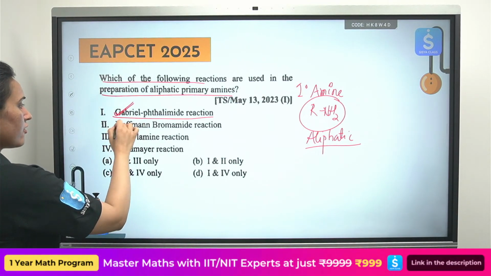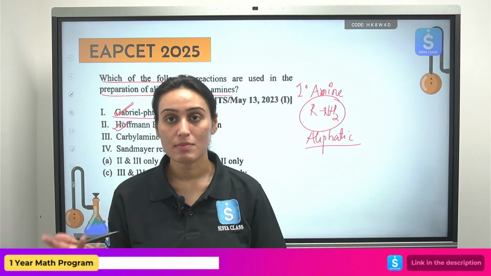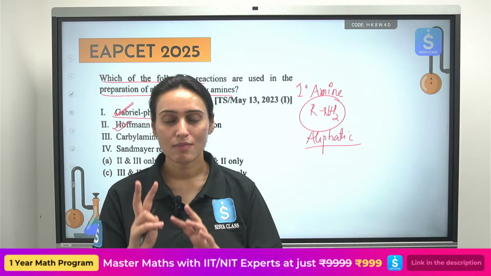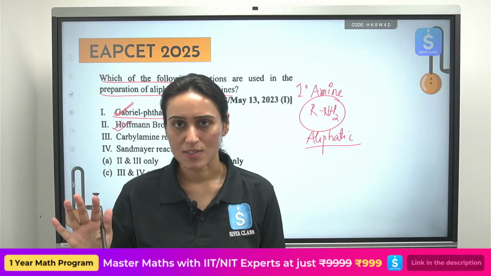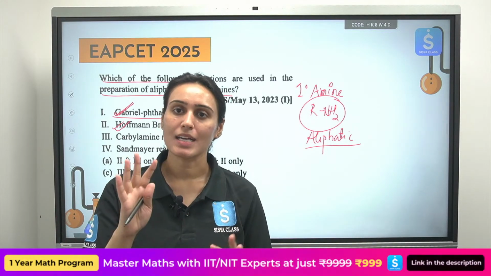Yes, we can. Hofmann bromamide degradation, in which you prepare it from an amide. There is 1 carbon atom less than the starting material. We have done 2 questions based on it as well. So yes, we can prepare 1 degree amine from Hofmann bromamide degradation also.